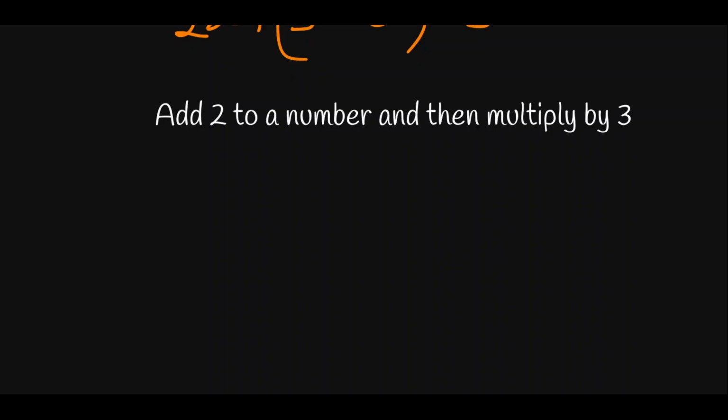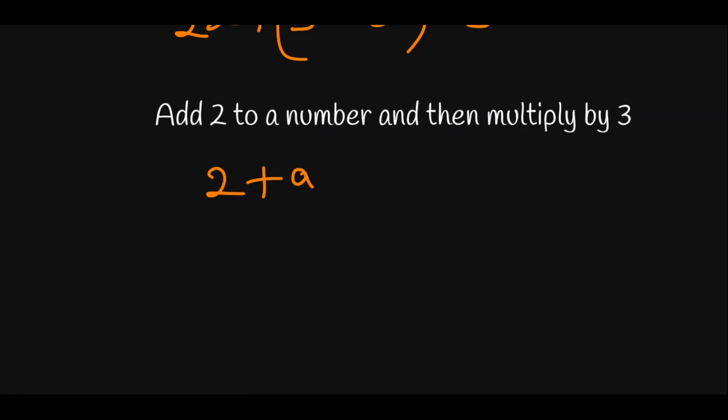Now this question says add 2 to a number and then multiply by 3. We did this sort of thing in lesson 1. So add 2 to a number. What is that number? We don't know. So first of all, let's call the number A. Add 2 to a number. We've added 2 to the number: 2 plus A.